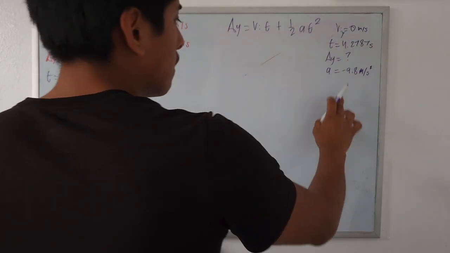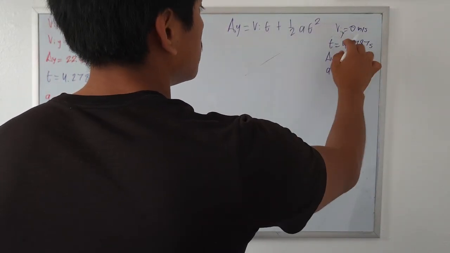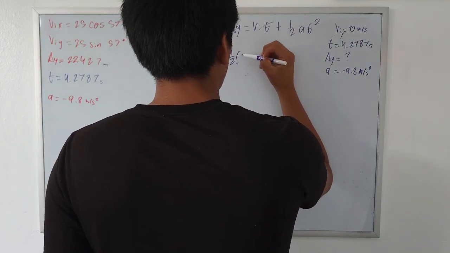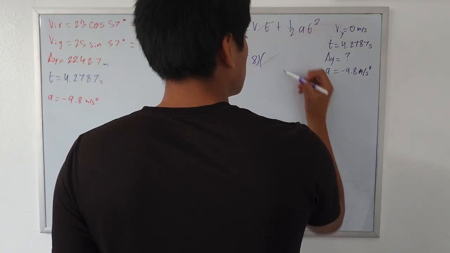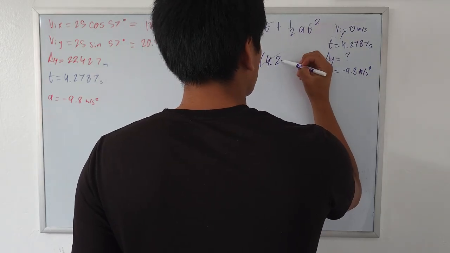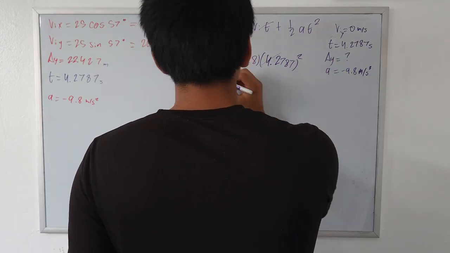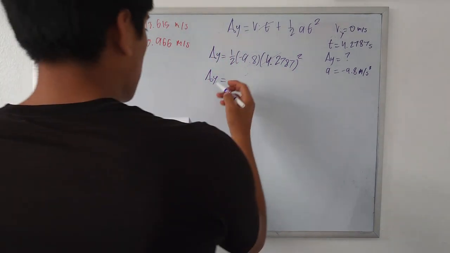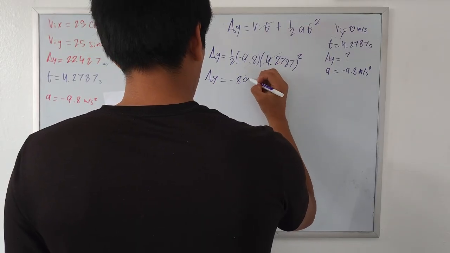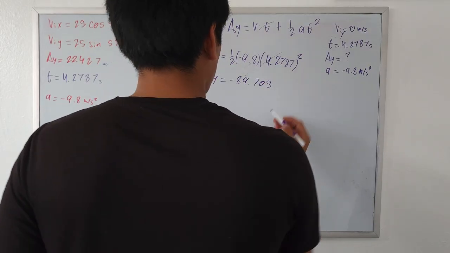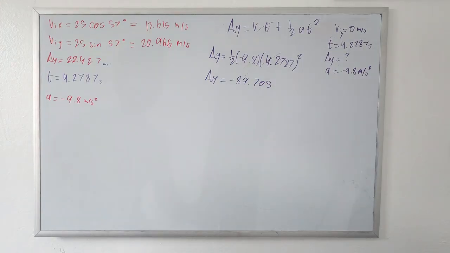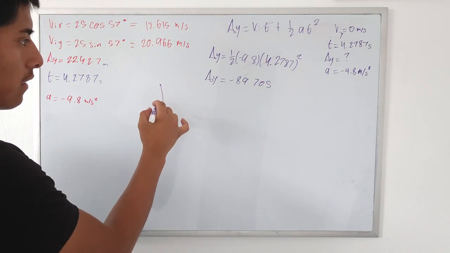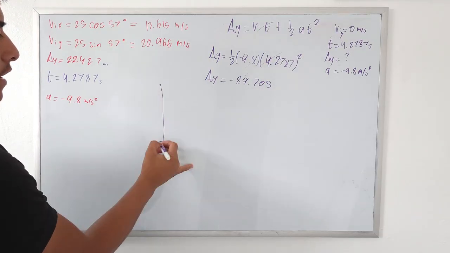So then now we just plug in all of our variables that we have. We know that velocity initial is equal to 0, so that cancels out. So then we're left with delta y equals 1/2 negative 9.8 t squared, which is 4.2787 squared. Plugging that into the calculator, you're going to end up with delta y equals negative 89.705. And the reason why it's negative is because this is telling us that it's going to fall 89 meters.